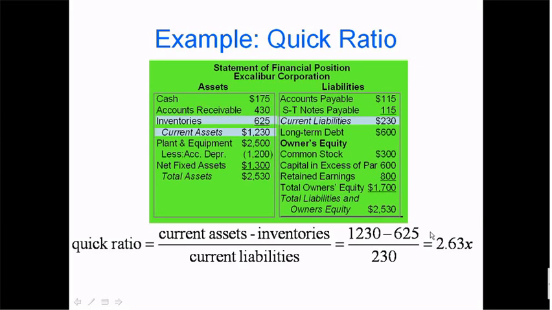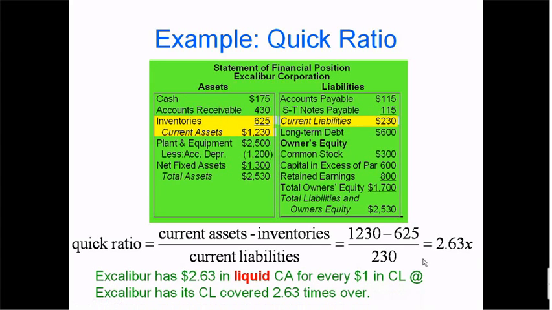Okay, so it means that for this particular company, even after deducting the inventories, I still have 2.63 times of liquid assets which I can use to pay back this 230 ringgit of current liabilities. Okay, if this is $1, then my liquid current assets will be $2.63. So Excalibur has $2.63 in liquid current assets.